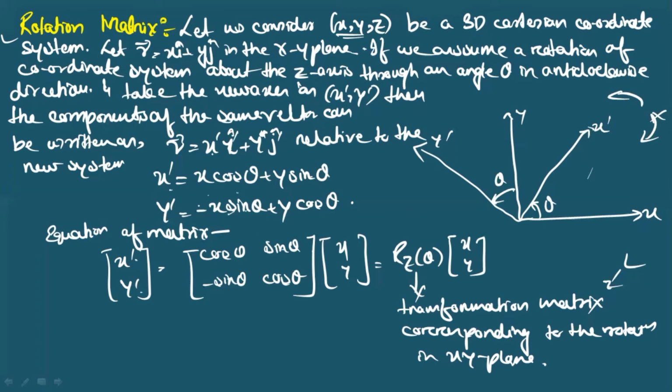Now you see, this is the transformation matrix. This represents the transformation matrix corresponding to the rotation in which plane? In the XY plane, right? So this is Rz(theta). It is denoted by Rz(theta).